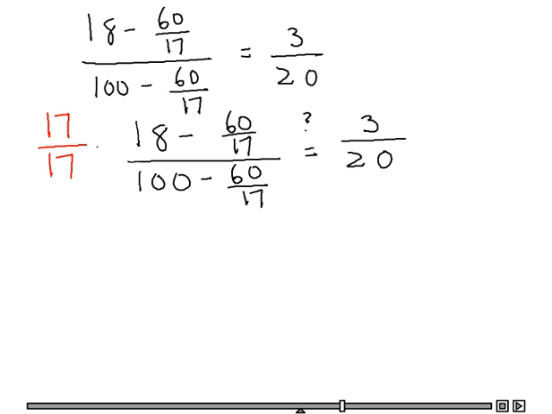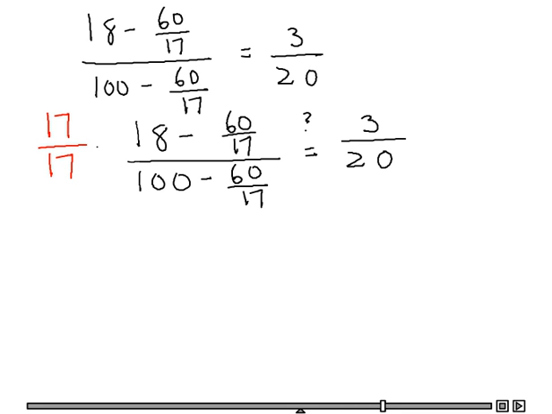And you can see that off to the side here I've written 17 over 17, which is simply a form of 1. So we're not changing the value of the expression, but simply the way it looks. And hopefully it will simplify to something we can work with more easily. Now as we multiply by the 17 over 17, don't forget to multiply the 17 by both terms in the numerator and both terms in the denominator.